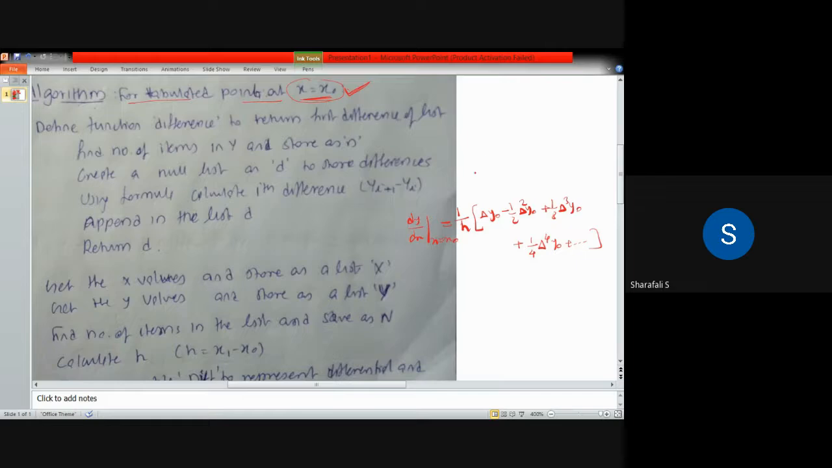So we have to write a program for this particular equation, dy by dx at x equal to x0, which means for the tabulated point. So the algorithm will be like this. First, we have to define a function, that is a difference function. We name it as difference to return the first difference of a list.